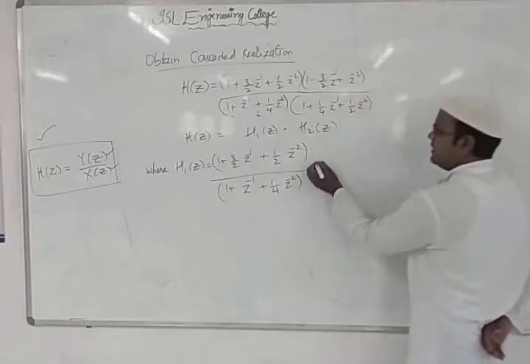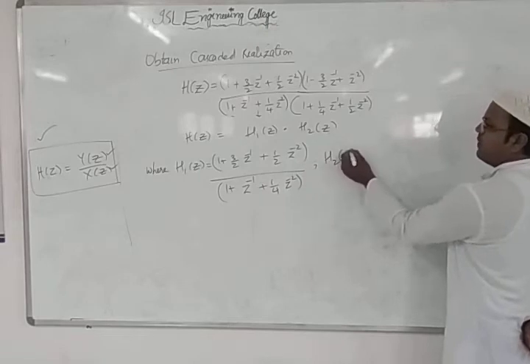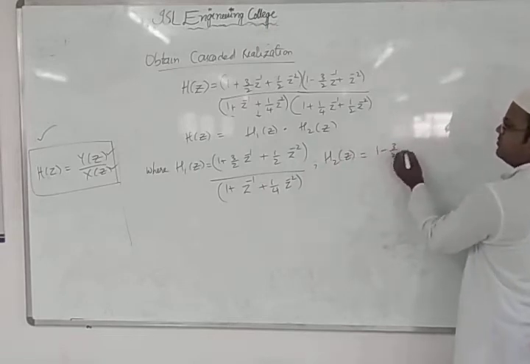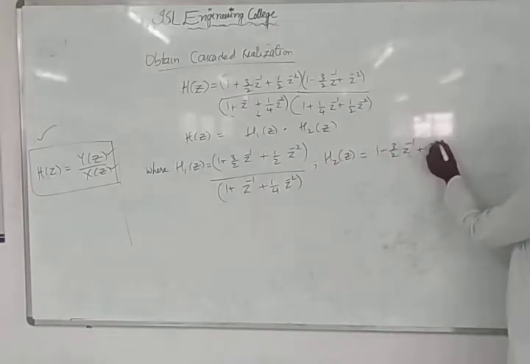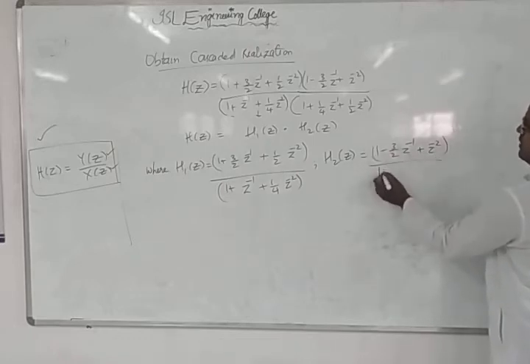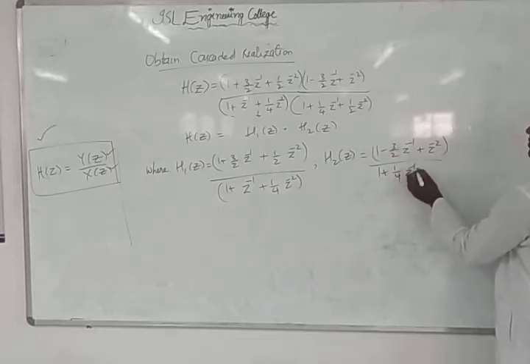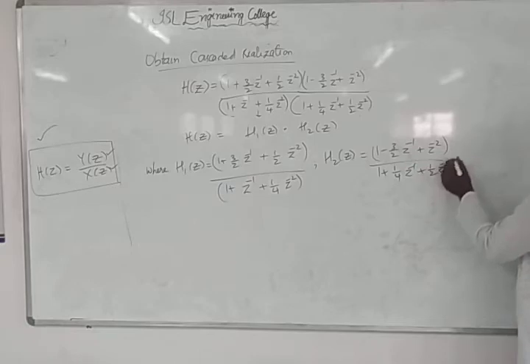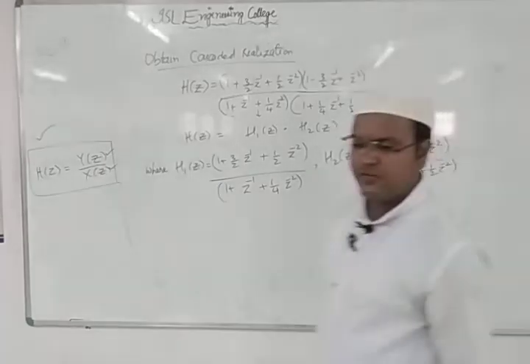This is my h1 of z, and h2 of z would be (1 minus 3/2 z^-1 + z^-2) divided by (1 + 1/4 z^-1 + 1/2 z^-2). So this is our h1 and h2, we got it. So next thing, we need to design it.